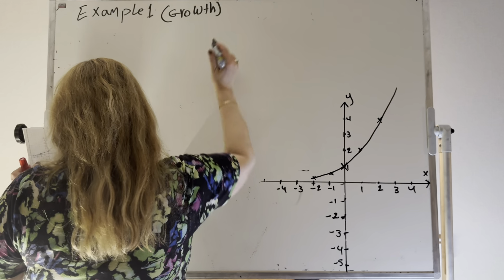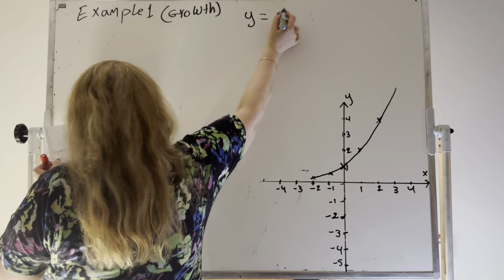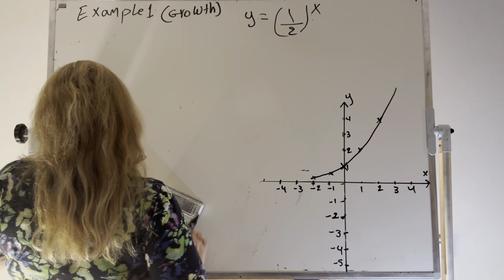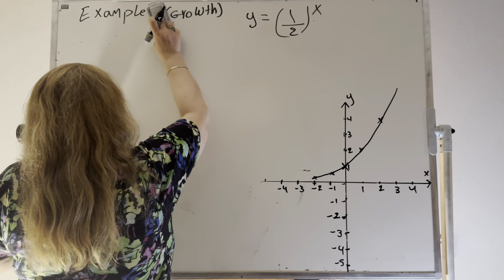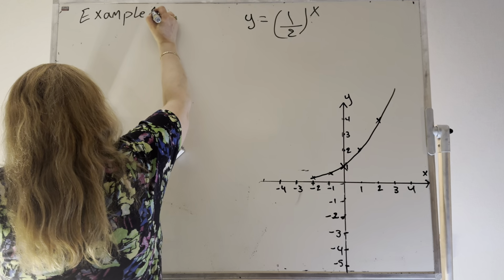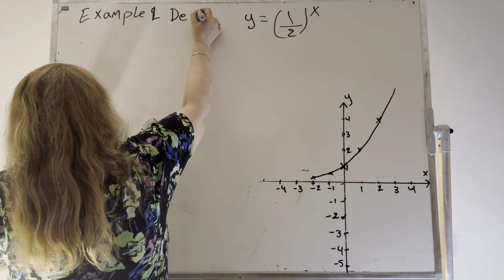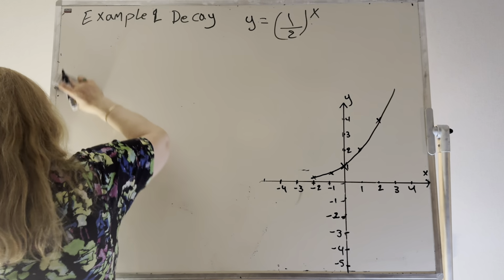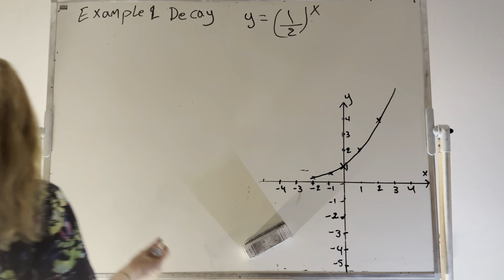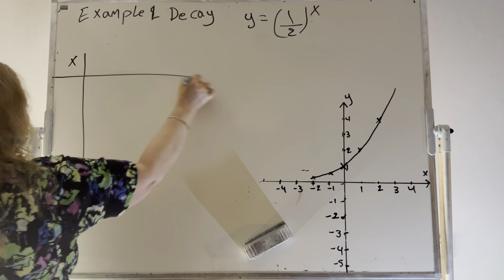It looks like this: y equals 1/2 power x, and the curve decays. And I will take the same values for x.